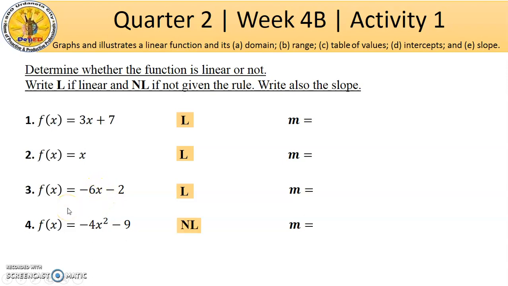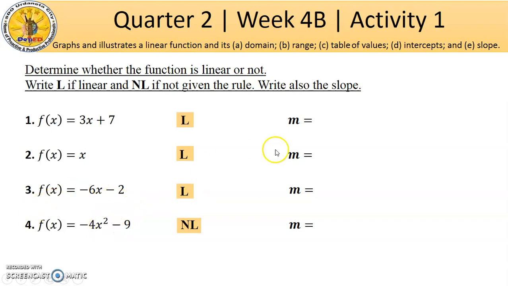And for the last, we have f of x is equal to negative 4x squared minus 9. This is not a linear function because the variable x here is not in first degree. This is in second degree, or the degree here is 2.